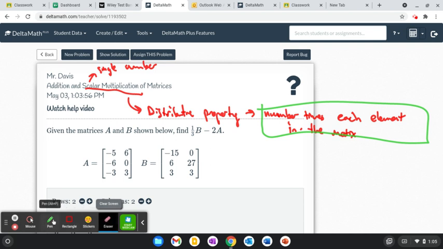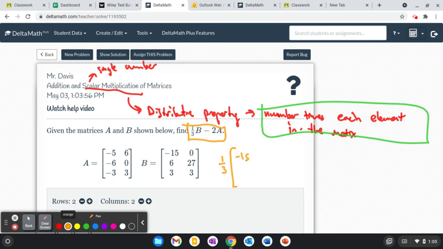Okay, so what I mean by that is this first one actually has a few operations in it: 1/3 B minus 2A. It has two scalars times two matrices, and then we also have the subtraction. So what it would look like would be 1/3 times matrix B: [-15, 6, 3; 0, 27, 3]. You may want to actually write these out, recopy it on a piece of paper, and then -2 times matrix A: [-5, -6, -3; 6, 0, 3].